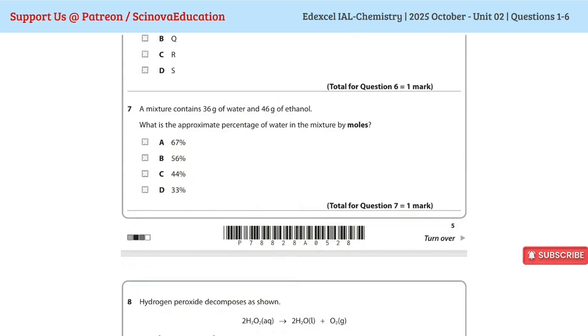Edexcel IAL Chemistry 2025 October Unit 2 Question 7. A mixture contains 36 grams of water and 46 grams of ethanol. What is approximately the percentage of water in the mixture by moles? Here the masses are given. We have to find the relationship in moles. So we will start with mass, find the amounts and try to establish the percentage of water.